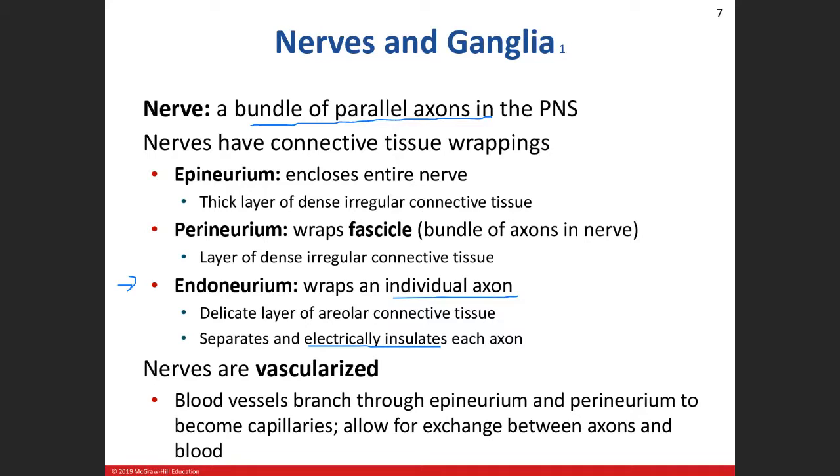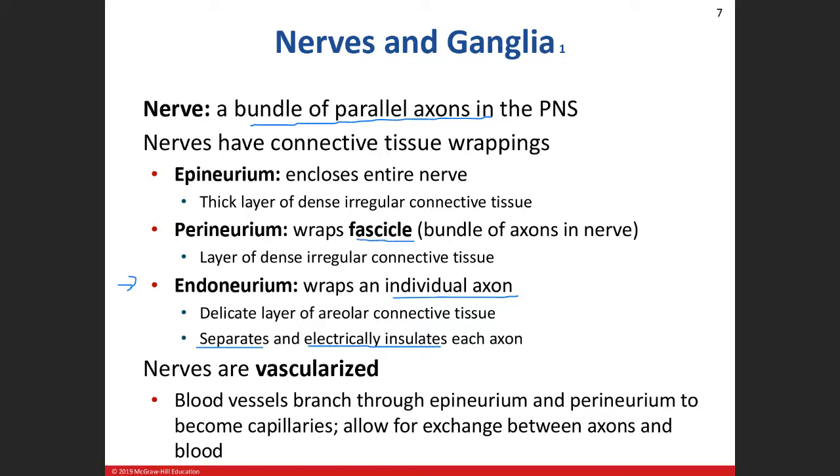That can become a real problem, especially if you're dealing with a specialized nerve. That could be a real problem if you start triggering random neurons with action potentials. So it electrically insulates that axon and helps to separate it from the other axons. Now what we do is take a group of axons and bundle them together.